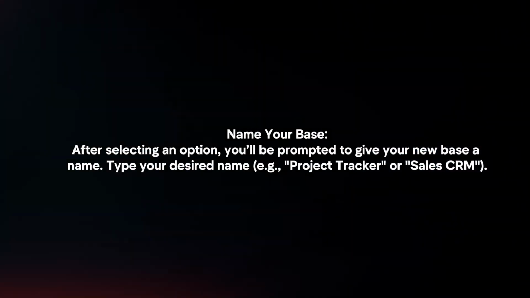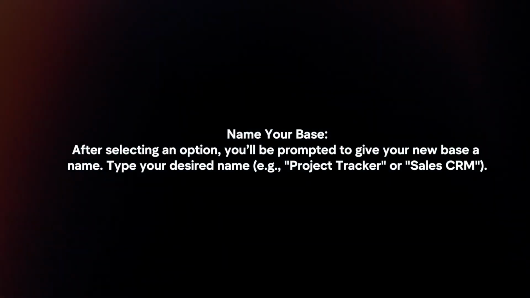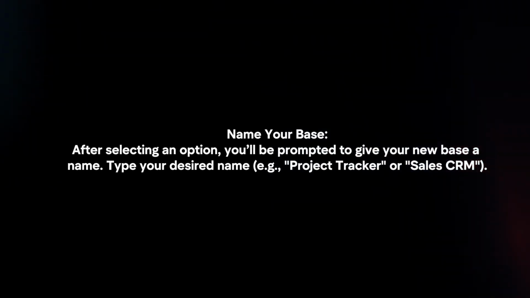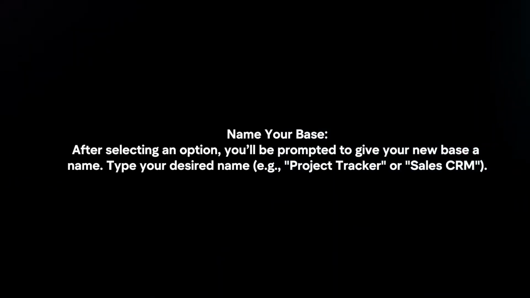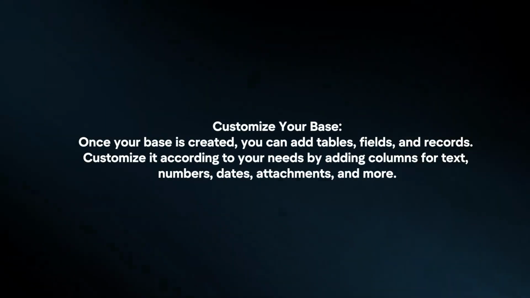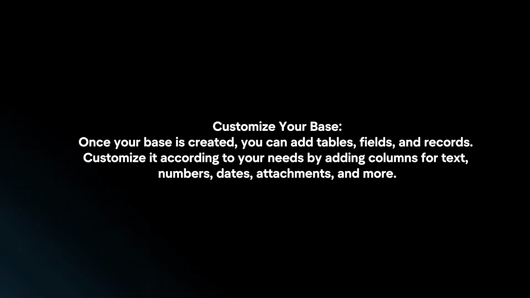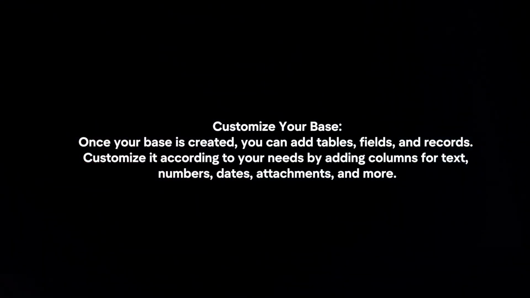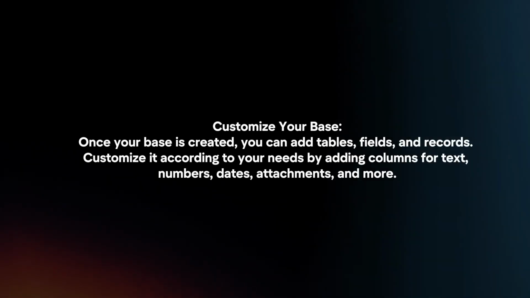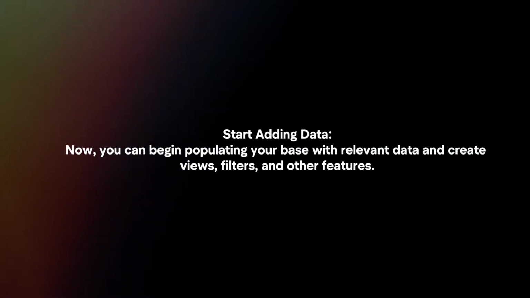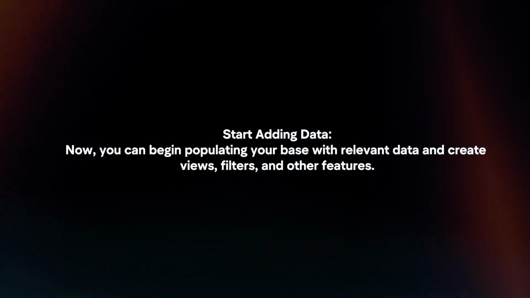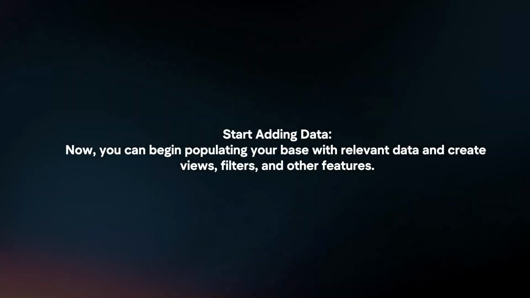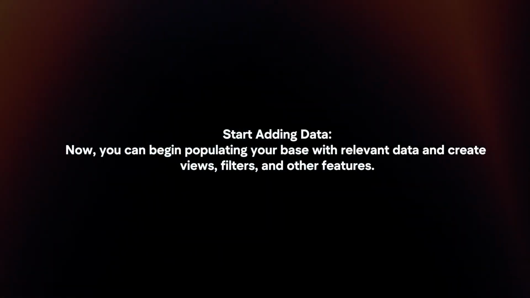Name your base. After selecting an option, you'll be prompted to give your new base a name. Type your desired name. Customize your base. Once your base is created, you can add tables, fields, and records. Customize it according to your needs by adding columns for text, numbers, dates, attachments, and more. Start adding data. Now, you can begin populating your base with relevant data and create views, filters, and other features.